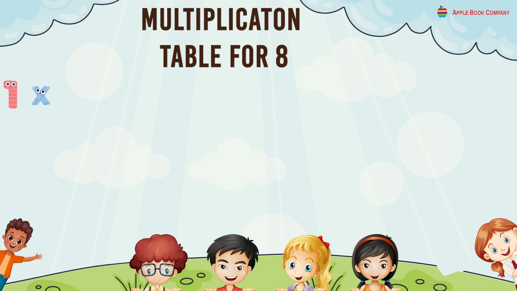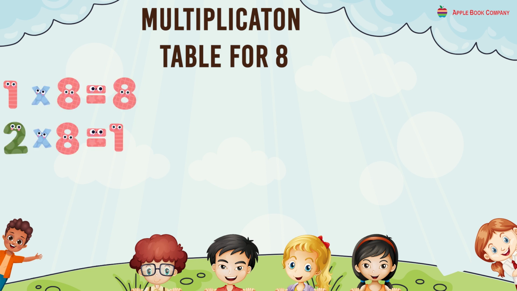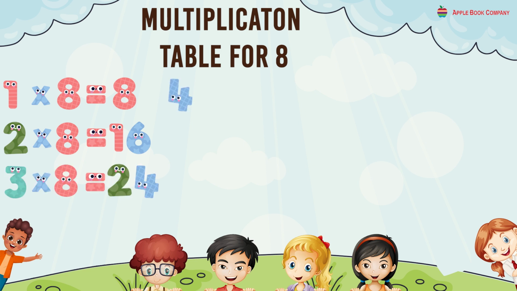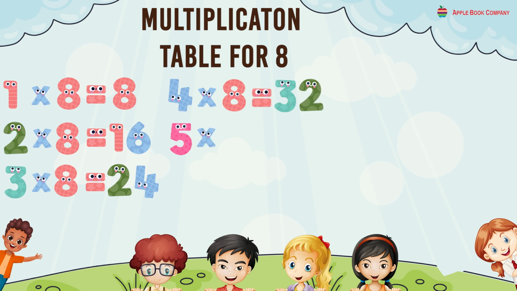1 multiplied by 8 is 8. 2 multiplied by 8 is 16. 3 multiplied by 8 is 24. 4 multiplied by 8 is 32. 5 multiplied by 8 is 40.